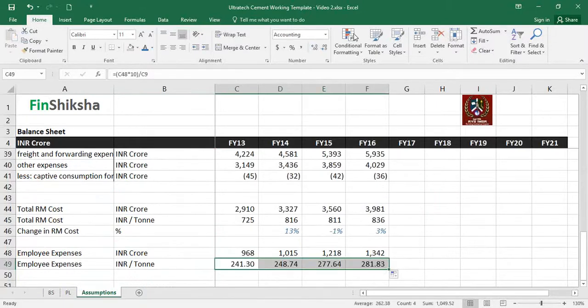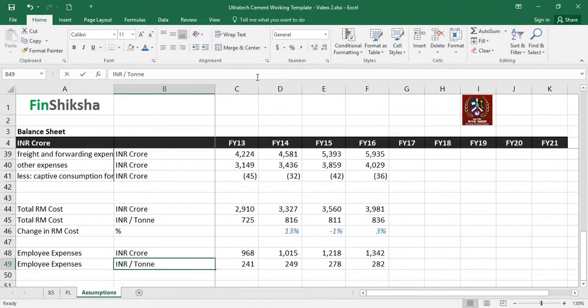Now that's one way to look at it, where employee expense has gone up in terms of per ton of production. A slightly better way to look at it is probably INR per ton capacity, right?